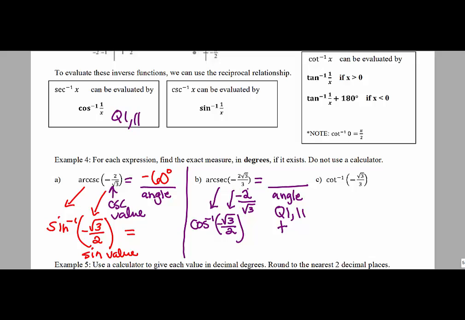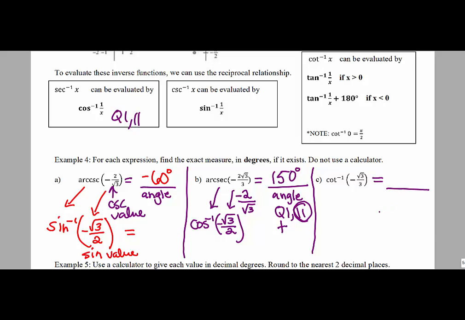So we're looking for an angle that has a cosine value that is negative square root of 3 over 2. So we are going to be looking in quadrant 2. And that's our 30-degree family. So that would be 150 degrees. So we look on our unit circle, find the x value on the unit circle, that's negative square root of 3 over 2. Find that cosine value, and that would be 150 degrees. So we're looking in quadrant 2 for cosine.